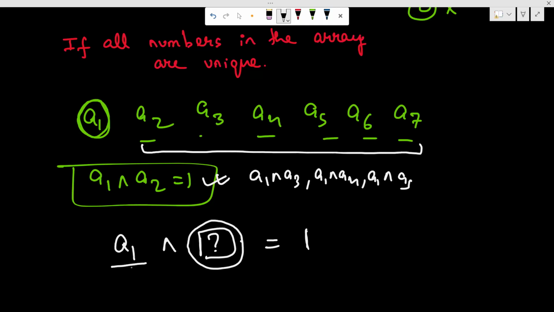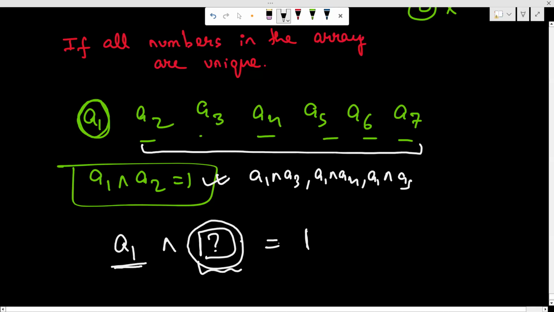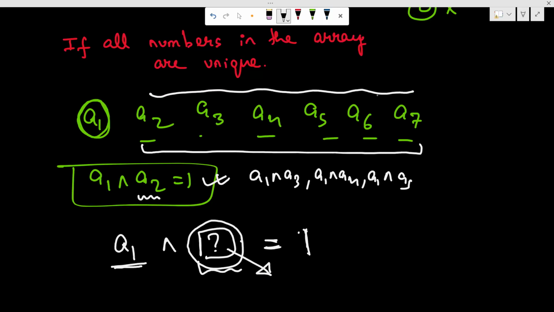It will not be possible, because if I do XOR of A1 with some number and get a result of 1, then there is a unique number that can be placed in this question mark. Let's suppose that unique number is A2. Since all of these numbers are distinct, XOR of A1 with any of the other numbers will never give 1 if it is giving 1 with A2. Is it clear, guys?